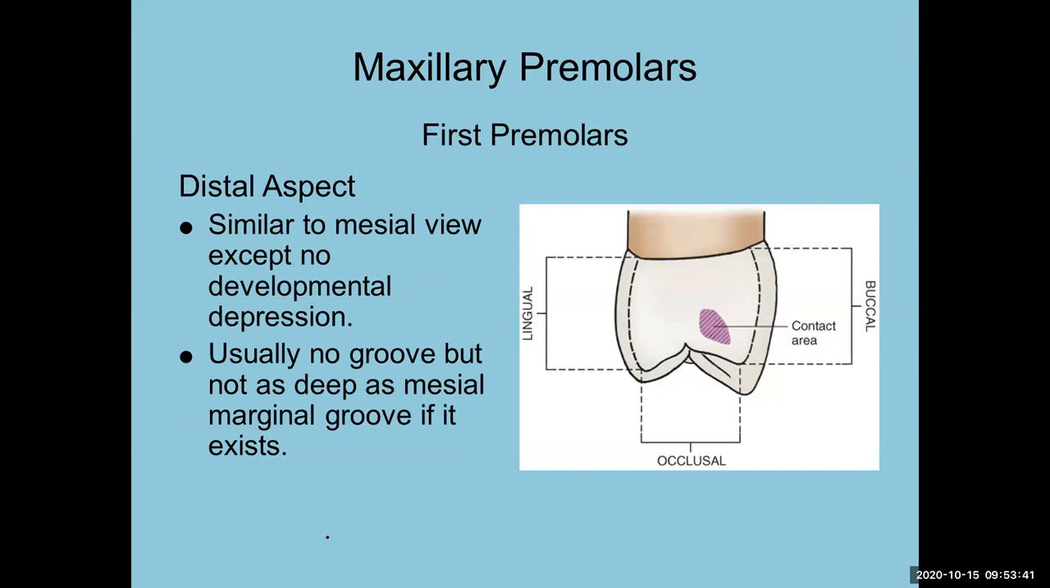Now we're turning the tooth around. Let's take a look at the distal. It's similar to the mesial view, except there is no developmental depression. There's usually no groove, but if it exists, it's not as deep as the mesial marginal groove. So this is the distal. This is your contact area. There is no groove going over the marginal ridge. And guess what? You don't have that developmental depression, because it's called a mesial developmental depression. There's no distal.